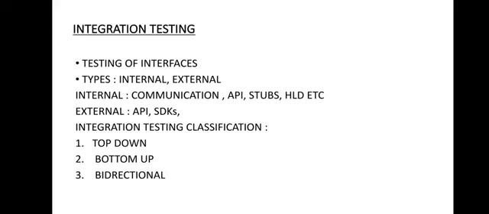So students, starting with integration testing. Basically, when all the components of a software are tested properly, it is known as unit testing, and when we integrate them, it is known as integration. Integration means each and every component will be connected to the other components. So integration testing means testing of interfaces. That means how the interfaces will work between the different components.